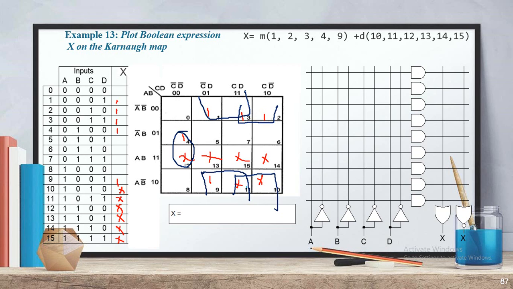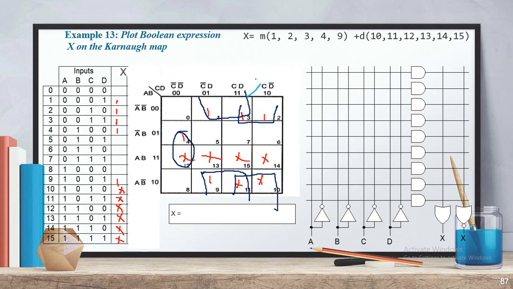So 13 and 15 are both don't care and already present once in some cell, and that cell we cannot group with the don't care condition. So 13, 15 and 9, 11 is not possible. Anyway, 12, 13, 14, 15 is not possible because this is all don't care. So we will simplify this version.